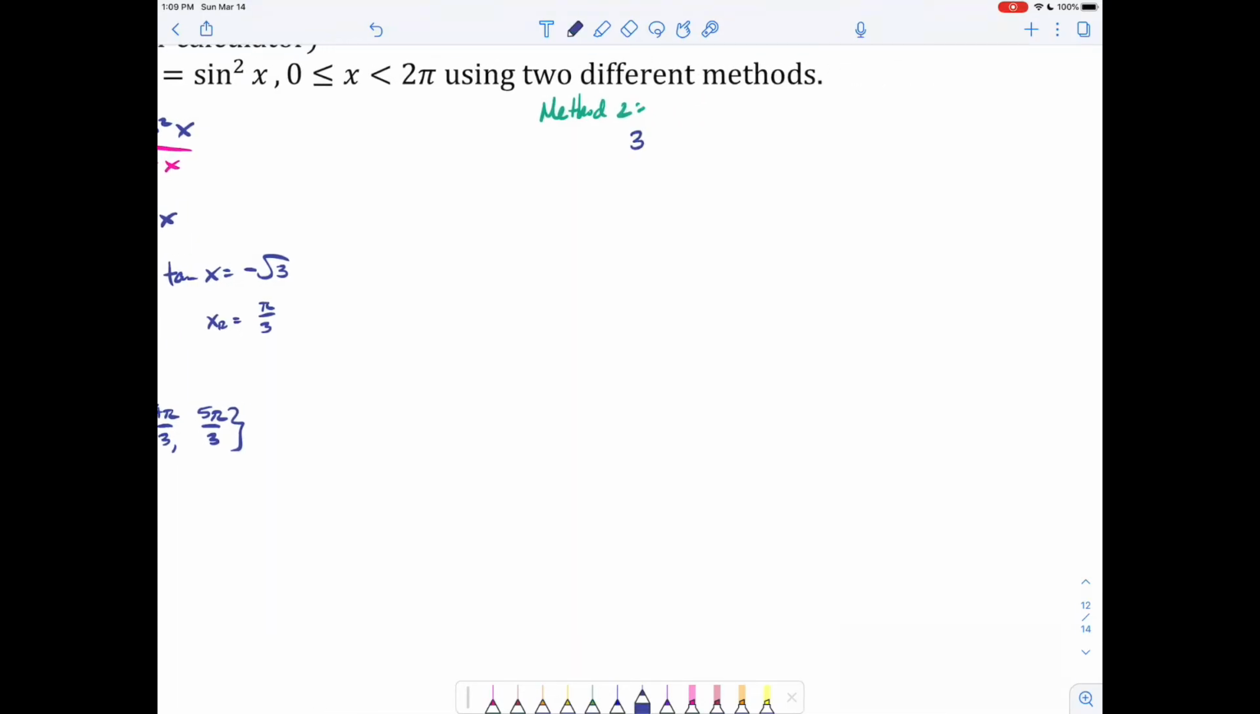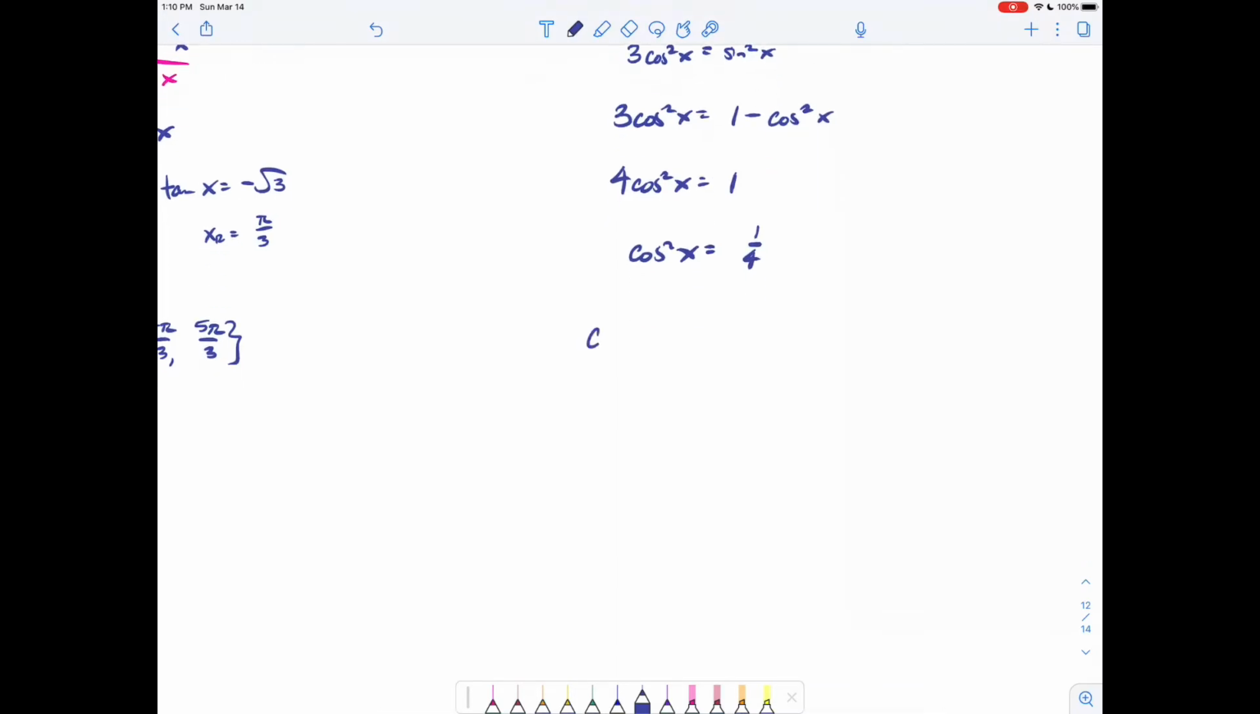So we've got that 3 cos squared of x is equal to sine squared of x. But I could write sine squared of x in terms of cosine. In fact, I could say that it is 1 minus cos squared x. In which case I've got that 4 cos squared x is equal to 1. I've got that cos squared x is equal to a quarter, which means that cos of x is either 1/2 or it's negative 1/2.